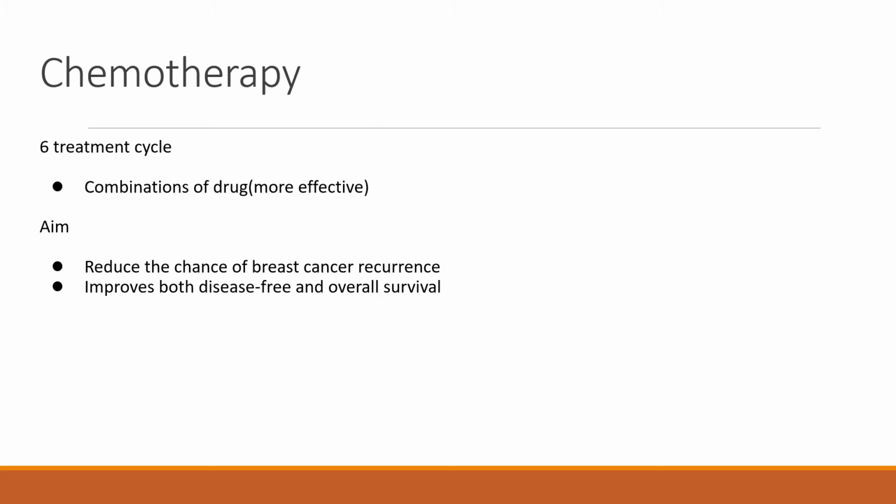The chemotherapy that the patient received is a treatment with 6 cycles. A combination of drugs is implemented because it is more effective and it aims to reduce the chance of breast cancer recurrence and improve both disease-free and overall survival so that the patient can have a better cure rate.